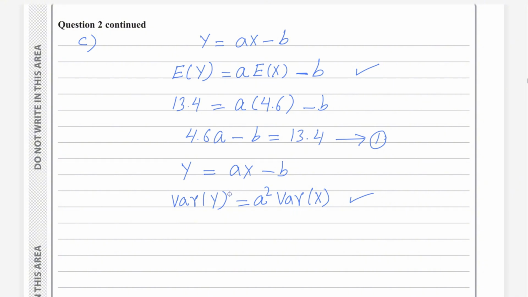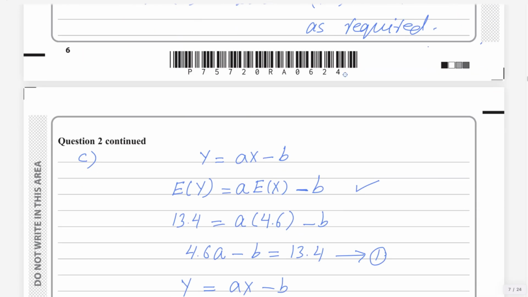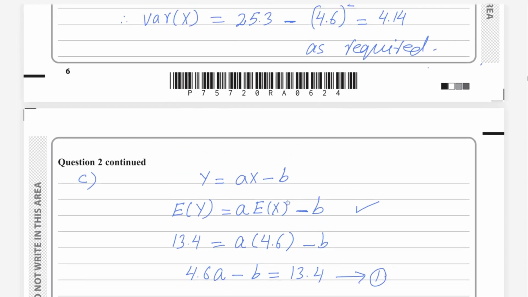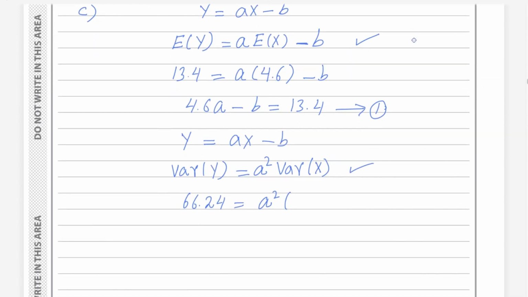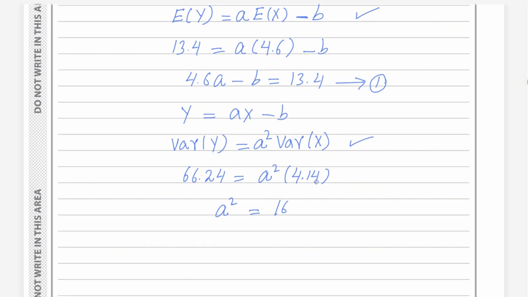Okay, so variance is not applied on the constant number here. It applies only to the variable, and the multiple of the variable always becomes squared. Now use the value for variance of y. That is equal to 66.24. So variance of y is 66.24 equals a squared times variance of x, which we just got in the previous part, that is 4.14. This will divide to the other side, and we get the answer of 16. 66.24 divided by 4.14 is 16.